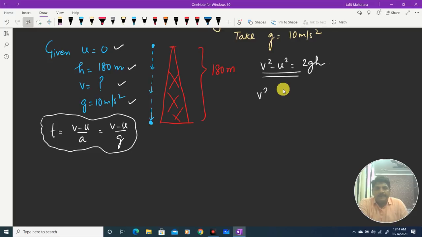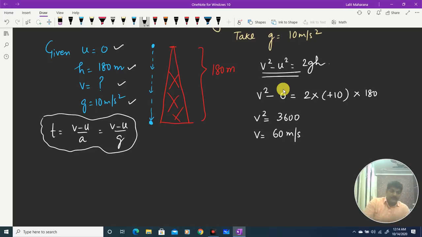So v square minus u square, which is 0, is equal to 2 g h. Sorry, g is plus 10, 2 into plus 10, because it is falling downwards and the height given is 180 meter. So v square is equal to how much? 2 into 10, 20, 20 into 180. So we get 3600. So v is equal to 60 meter per second. This is the value we get, v is equal to 60 meter per second.